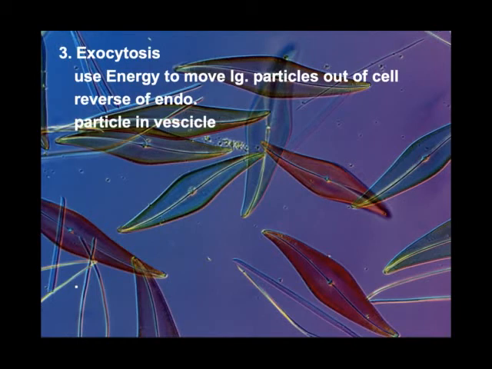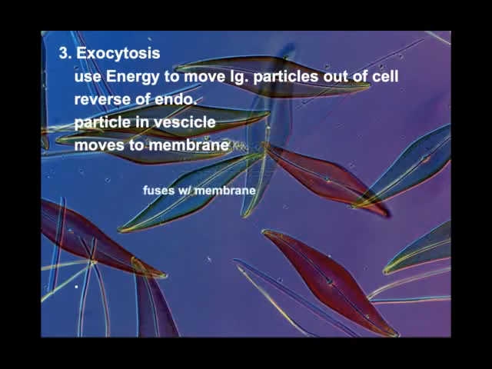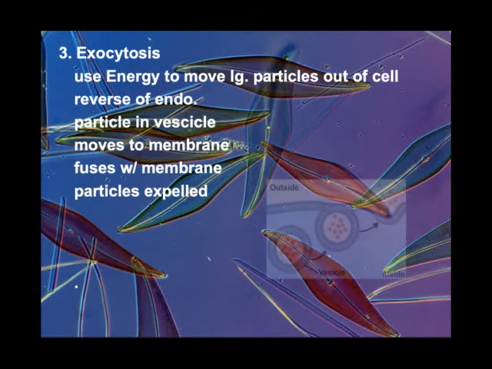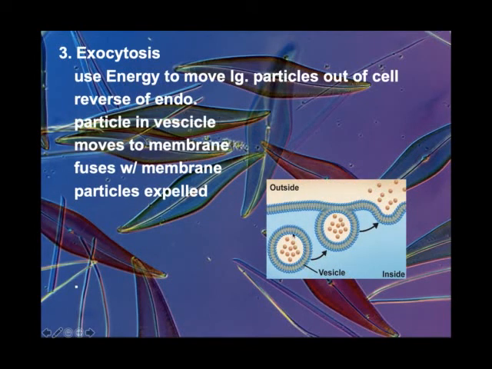Remember back when we were talking about the organelles and what they do, and we said that the Golgi apparatus took whatever the endoplasmic reticulum produced and packaged it in a vesicle. What happens to those vesicles packaged by the Golgi apparatus is part of exocytosis. Those little vesicles packaged by the Golgi apparatus move to the membrane, fuse with the membrane, and then the particles get expelled. So here's our vesicle made by the Golgi apparatus.